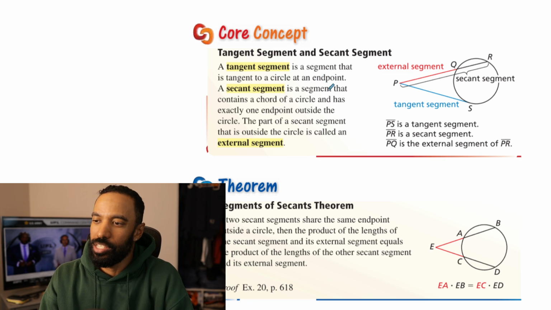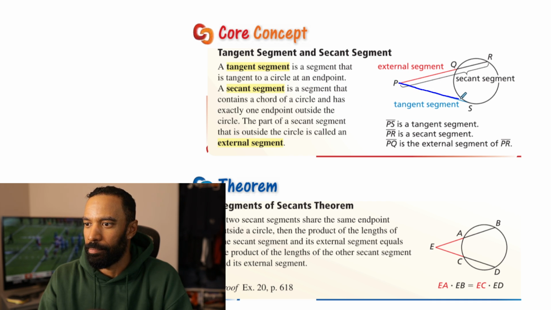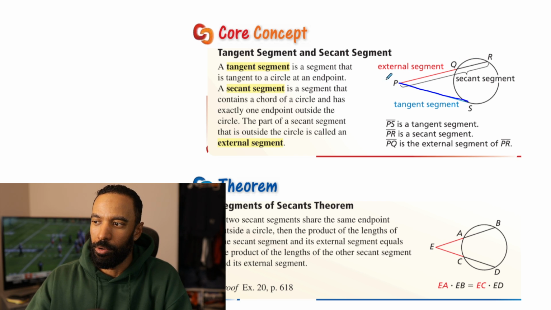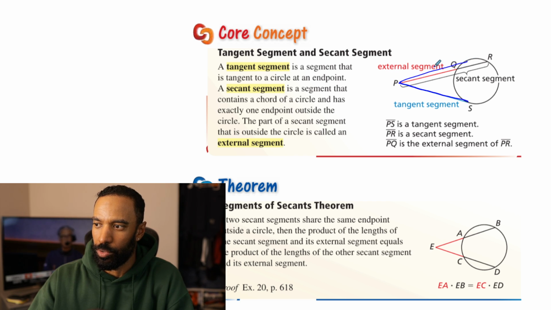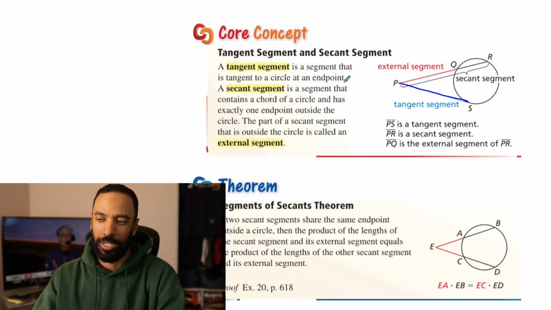A tangent segment, they don't really have a formula here. A tangent segment is a segment that is tangent to a circle at an endpoint. Now, we've used this before. Remember when we said two tangent segments are congruent to each other? This congruent to that. So we've kind of done that before, but okay.